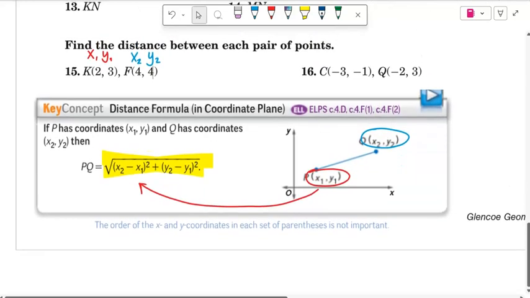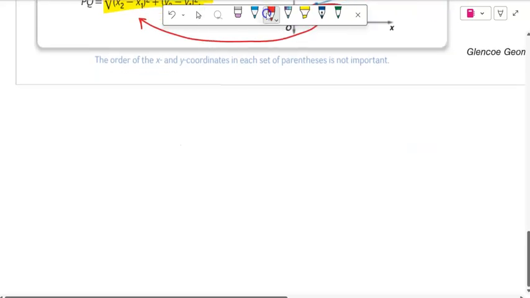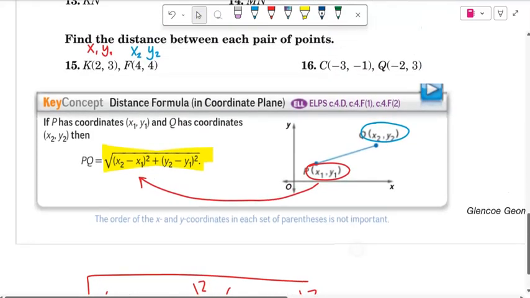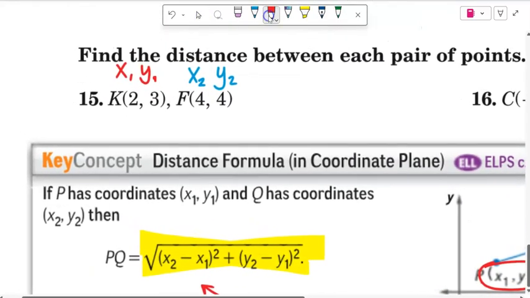Everybody got these coordinates written down? All right, so let's do this real quick. Distance equals the square root of (x2 minus x1) squared plus (y2 minus y1) squared. I'm literally taking my points from the problem and plugging them in. Just to make it really obvious, x1 is equal to 2.